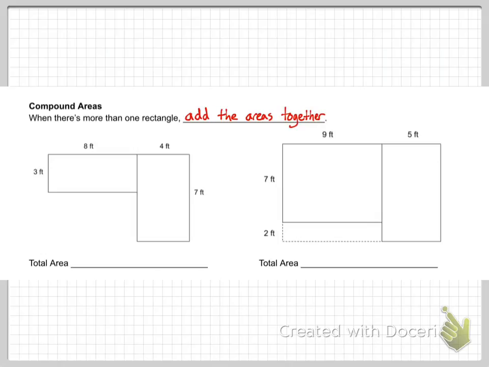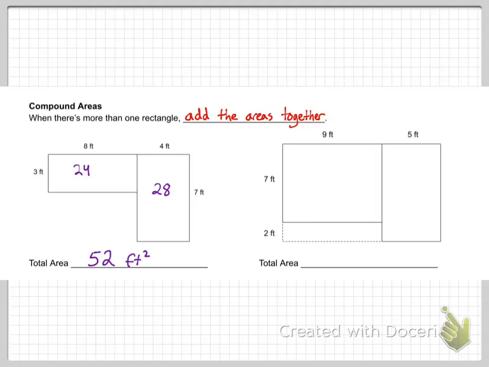When there's more than one rectangle, we're just going to add those areas together. So you multiply to get each area, and then you're going to add them together, usually involving combining like terms. So, for example, if we had a 3 by 8 section, that'd be 24 square feet, and a 4 by 7 section would be 28 square feet. Add those two together, you get 52 square feet.